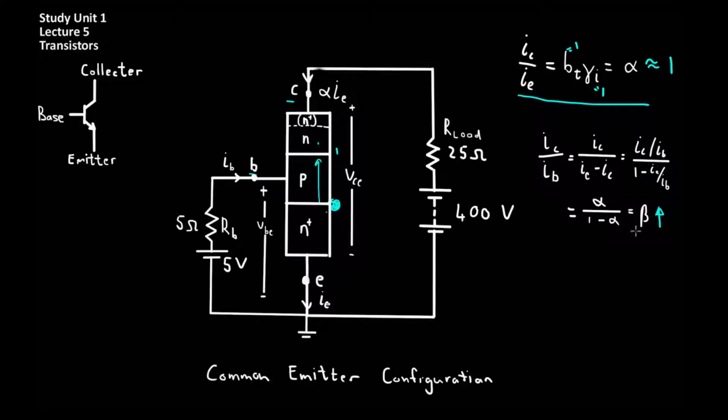However, if alpha is small, then beta will also be correspondingly small. In power electronics, the BJT is operated in one of two states. There is either the off state or cutoff state, and the conduction state, which should be obvious enough.